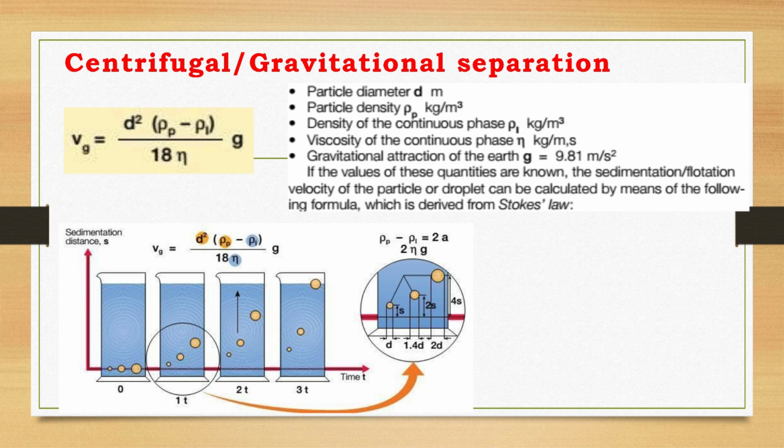The sedimentation or flotation velocity of a particle like a fat globule can be calculated using a formula derived from Stokes' law. The formula is V_G equals d² (ρ_P − ρ_T) over 18η. This calculation involves the particle diameter, the particle density, the density of the continuous phase, and the viscosity of that phase. The slide includes a diagram visualizing this sedimentation velocity and how it changes with time and particle size, showing that over time, particles of different sizes settle at different rates.